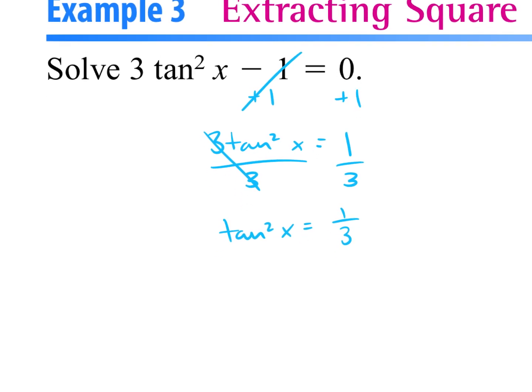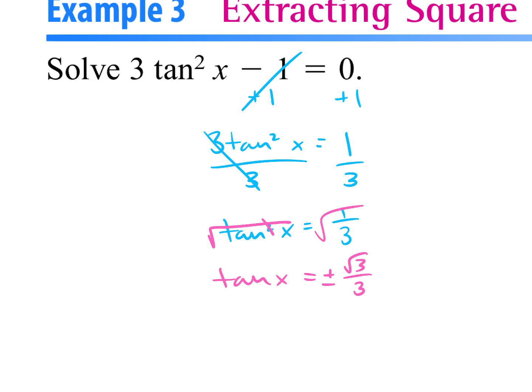What should I do next? Square root both sides. Perfect, because I want to get rid of that squared because my tangent isn't by itself yet. So I need to square root both sides and it'll cancel out that squared. So I have tangent of x is equal to what? Yes, but what am I missing? Plus or minus. Anytime we take the square root of both sides, you need that plus or minus.